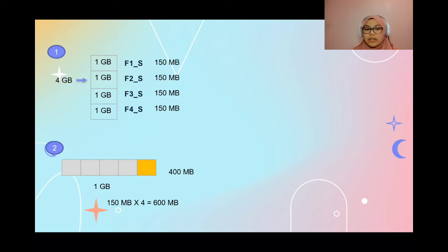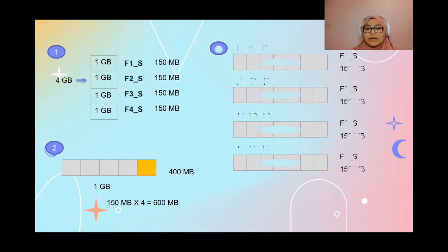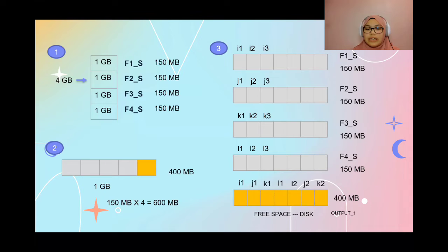So in step 3, we will perform a 4-way merge and store the result in the free space, the 400 megabyte output buffer, by taking the smaller data of each chunk one by one. So you can see, whenever the free space, the 400 megabyte output buffer, is filled, we write it and save it as a final sorted file, as output 1. And then we can empty it again.